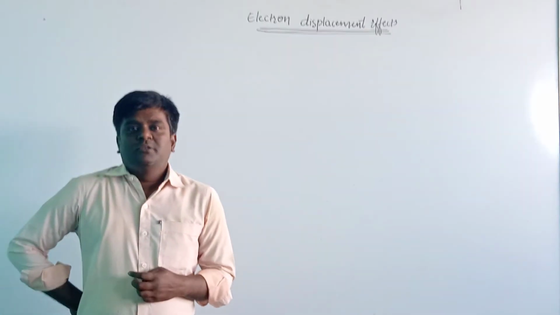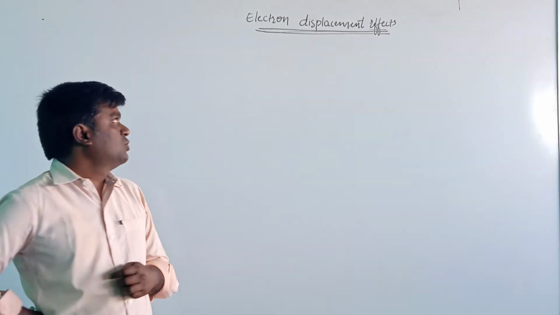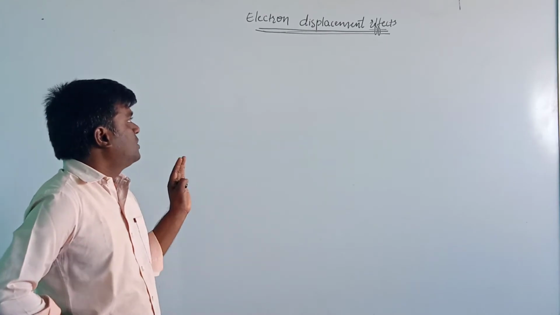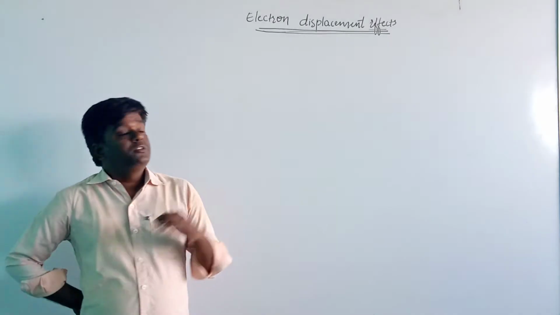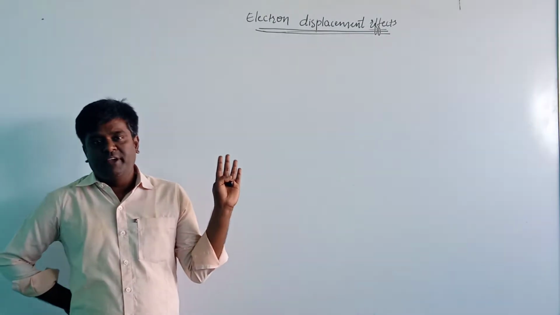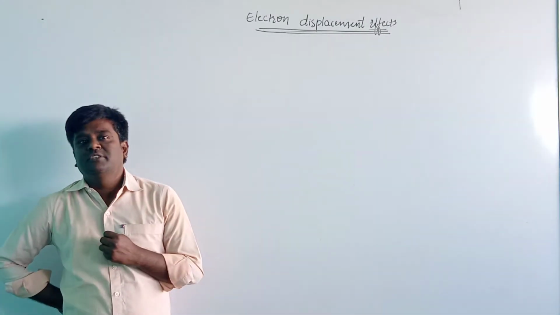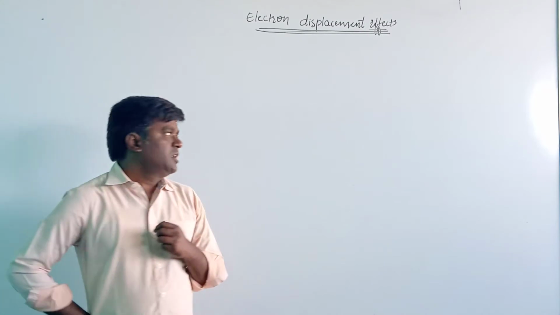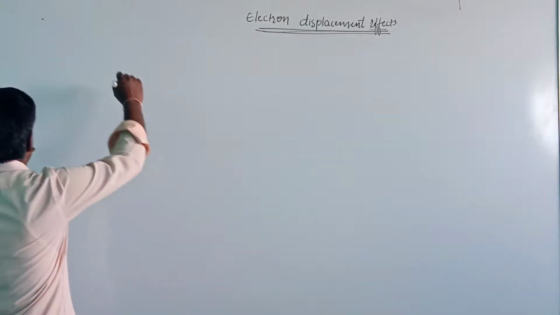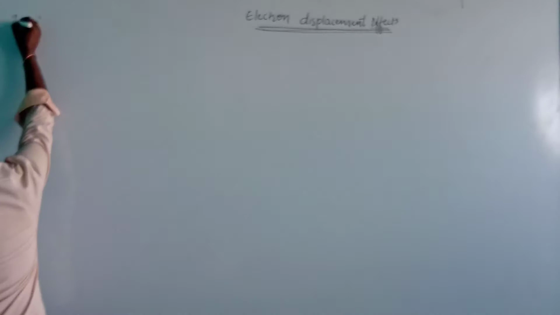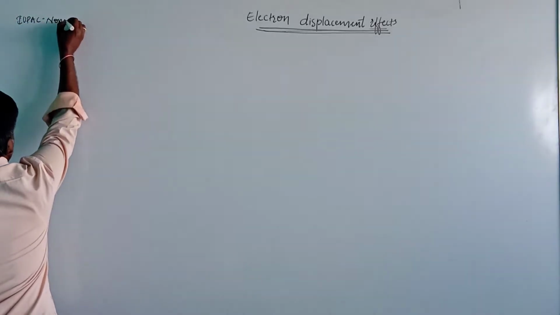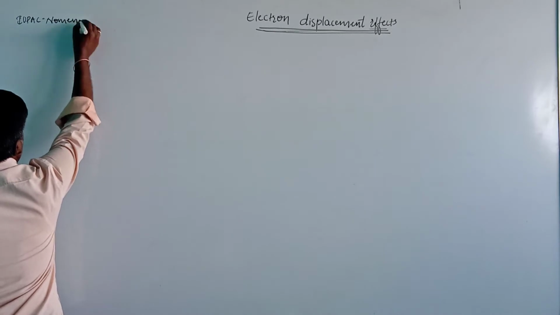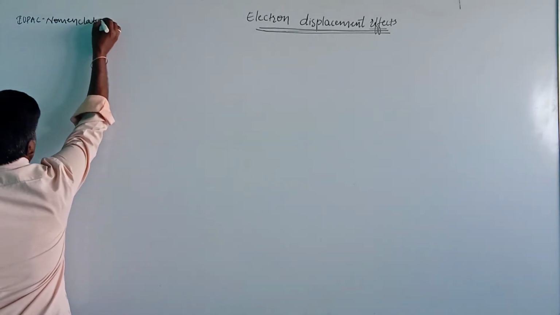Good morning, students. In today's class, we are going to discuss the electron displacement effects. Before going to the electron displacement effect, in the last class, in the first class, we took the IUPAC nomenclature, that is, nomenclature according to the IUPAC system. This is the first topic we have taken in this chapter.